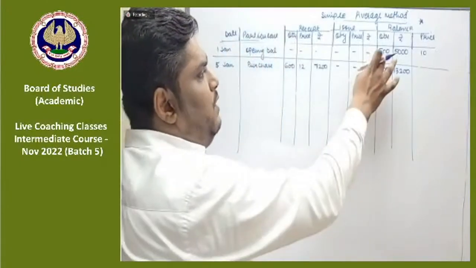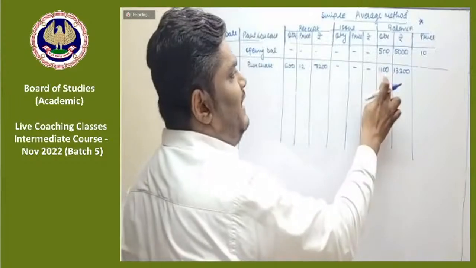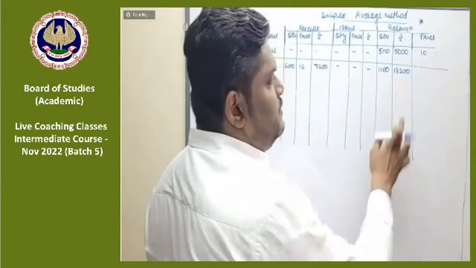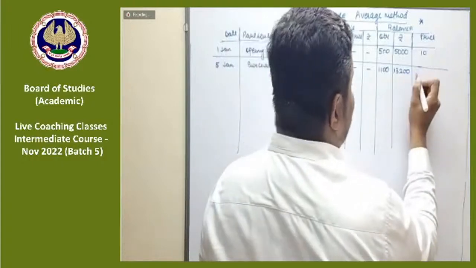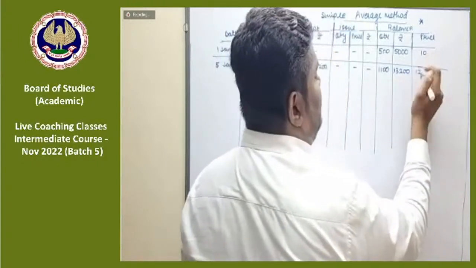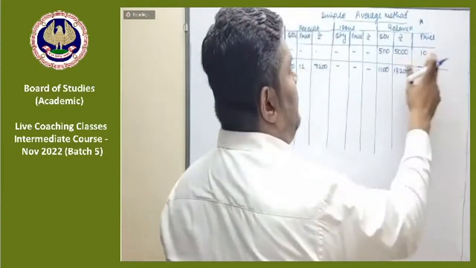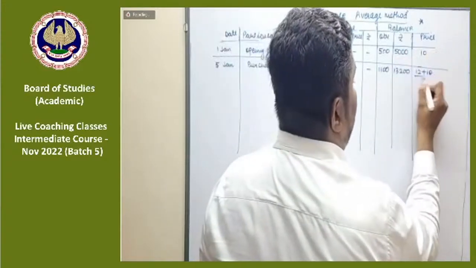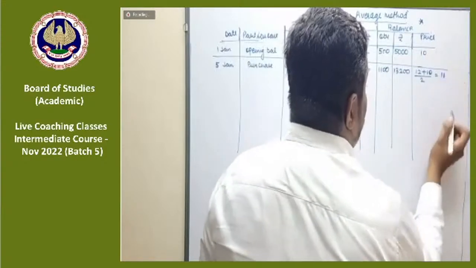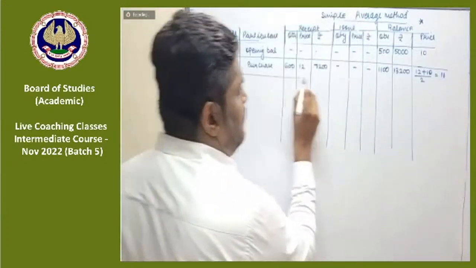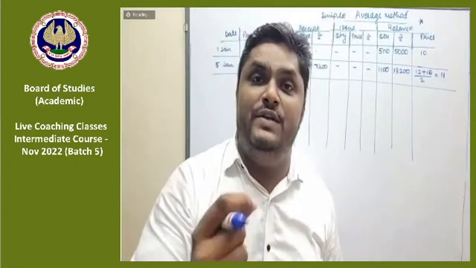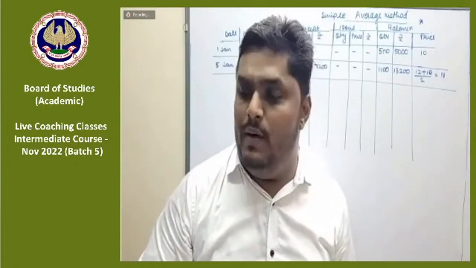So guys, now 500 plus 600, 1100, 5,000 plus 7,200, that is 13,200. Now this is the simple average method. So we will take the price as 12 plus 10 divided by 2, that is 11. The name itself says simple average. It means simple average of the price of raw material.